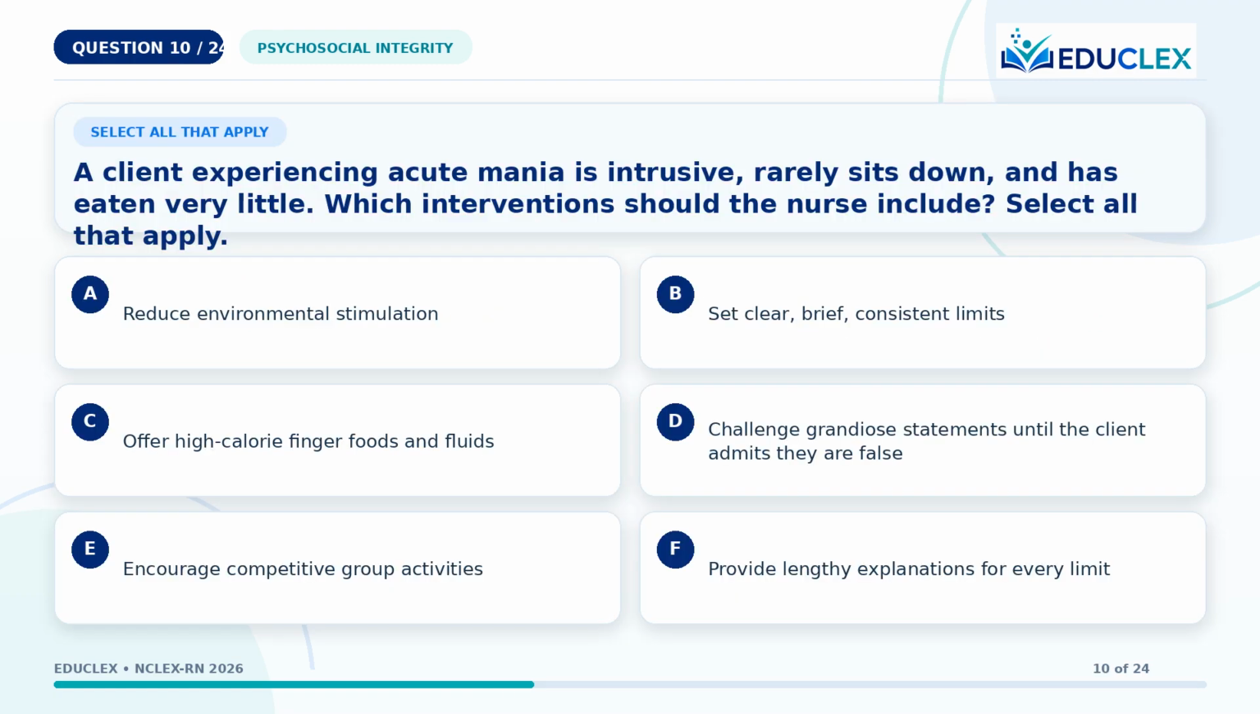Question 10. A client experiencing acute mania is intrusive, rarely sits down, and has eaten very little. Which interventions should the nurse include? Select all that apply. Option A, reduce environmental stimulation. Option B, set clear, brief, consistent limits. Option C, offer high-calorie finger foods and fluids. Option D, challenge grandiose statements until the client admits they are false. Option E, encourage competitive group activities. Option F, provide lengthy explanations for every limit.